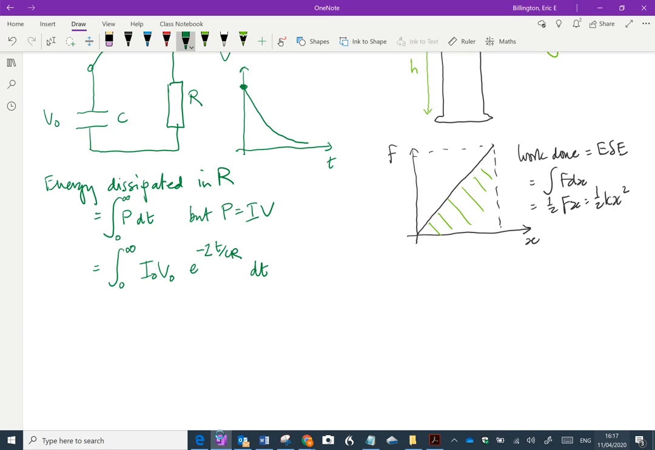The I0 is a constant. It's the current at time t equals 0. V0 is also a constant. It's the voltage at time t equals 0. So I can leave those two out of the brackets, and then I've got to integrate this fella between 0 and infinity. Here we go.